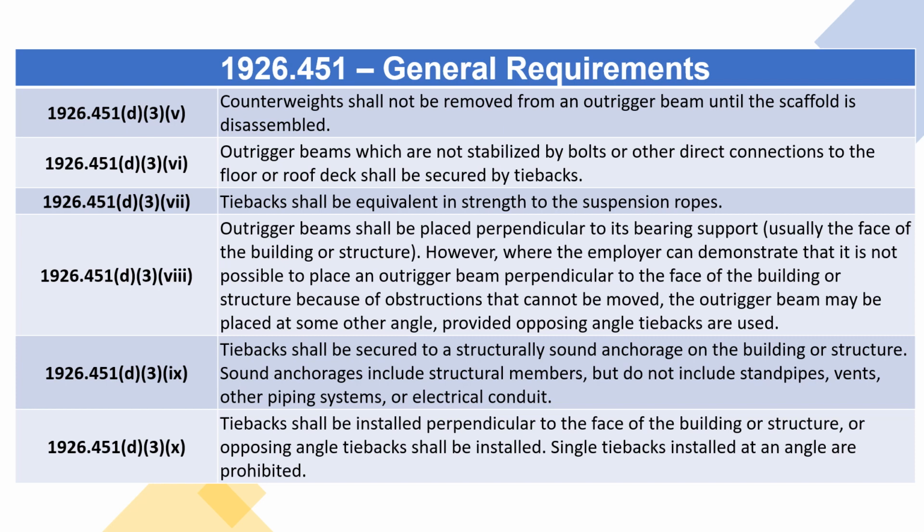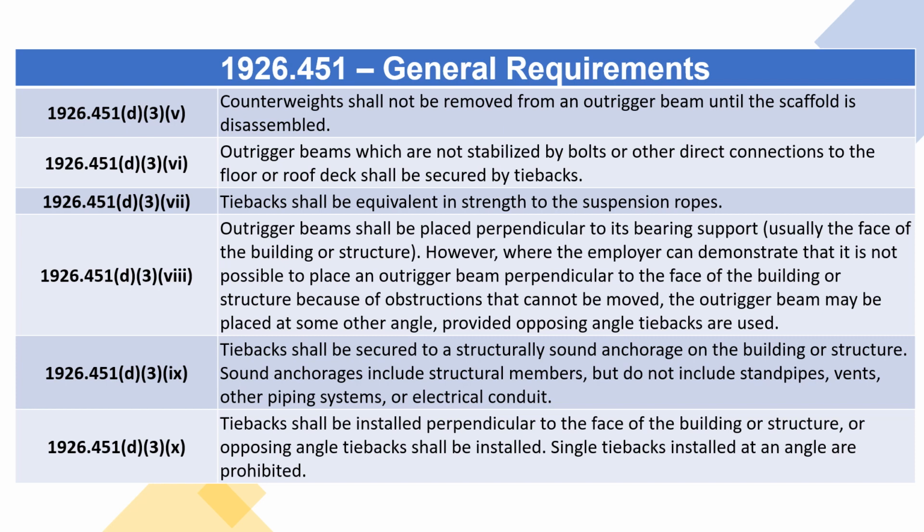1926.451(d)(3)(viii): Outrigger beams shall be placed perpendicular to its bearing support, usually the face of the building or structure. However, where the employer can demonstrate that it is not possible to place an outrigger beam perpendicular to the face of the building or structure because of obstructions that cannot be moved, the outrigger beam may be placed at some other angle, provided opposing angle tiebacks are used.